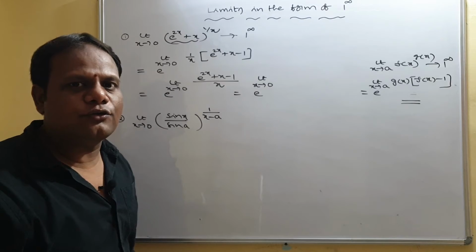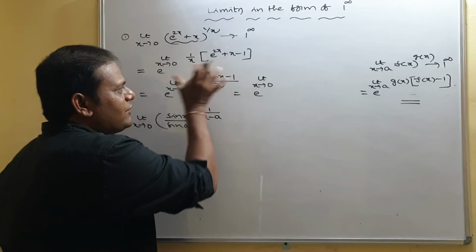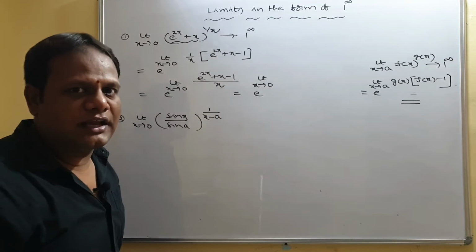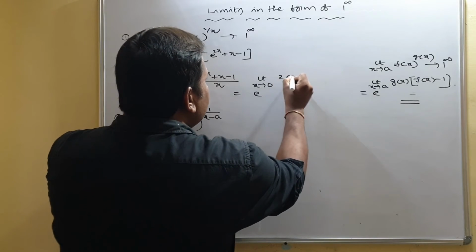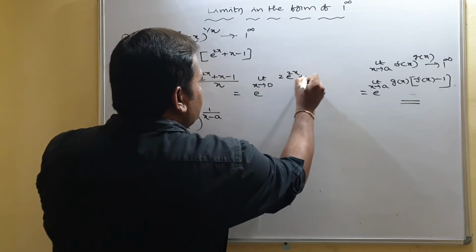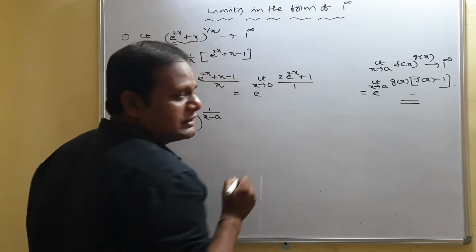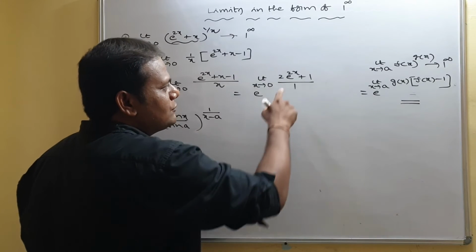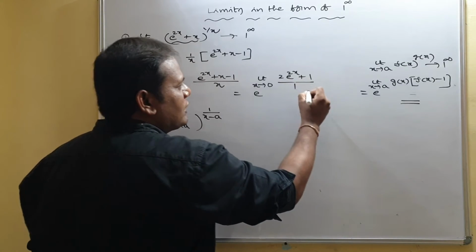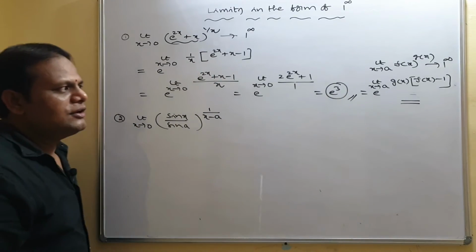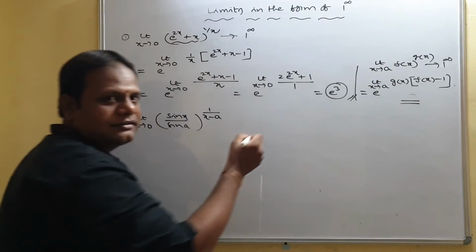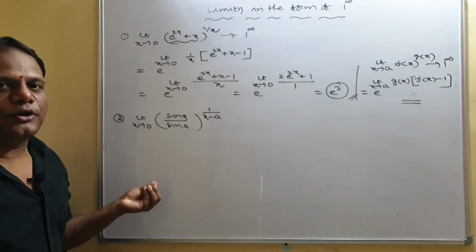In L'Hospital rule, what we do? We take the derivative of numerator and derivative of denominator separately. So here the derivative of numerator is 2 e power 2x plus 1, by 1. Now you take x as 0, then it becomes 2 plus 1, 3. So the answer to this problem is e power 3. Is it clear? Yes.